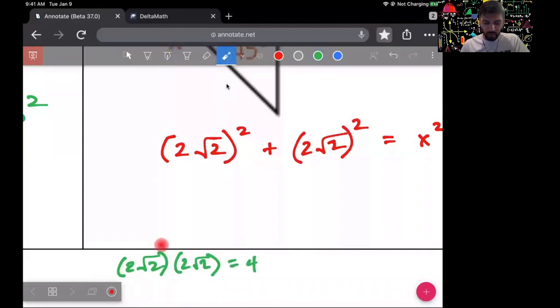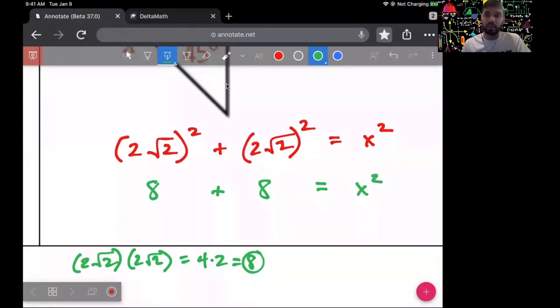And root 2 times root 2 is equal to just a 2. So this ends up being 4 times 2, which is 8. So this is actually 8 plus 8 equals x squared. And then you can continue the equation and solve for x in that case. And it's pretty quick. 16 equals x squared. So that means 4 is equal to x.